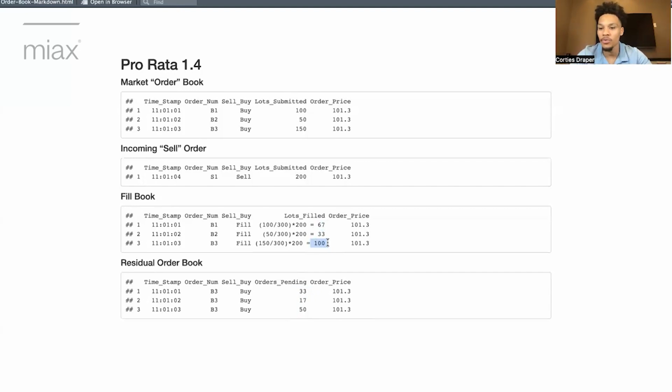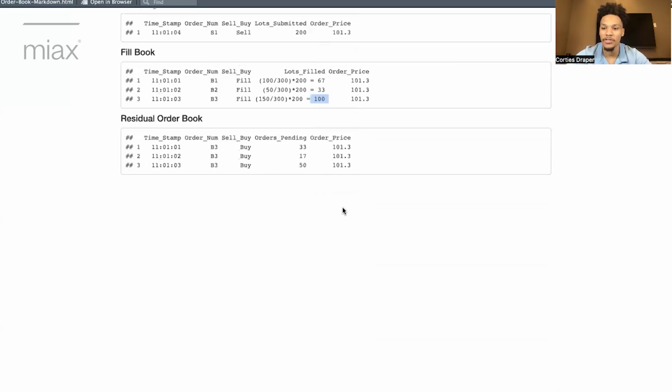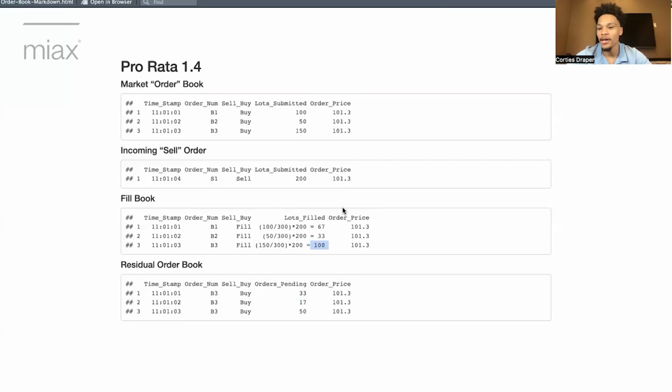And so it executes to the same ending value for both fill book and residual order book, but just in a different manner compared to your lot size or your time. And so that's an important factor for both strategies here. So now let's take a look at VWAP and TWAP to understand execution algorithms that professionals will use in the market.